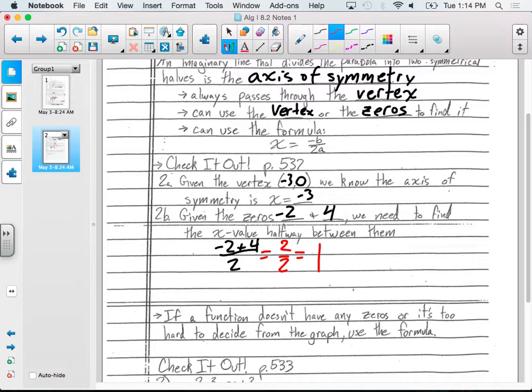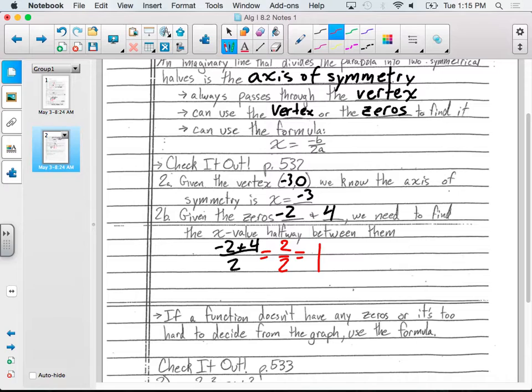Alright, now, what did we just find? We found the x value of something, right? And what is it? Ricky, raise your hand.